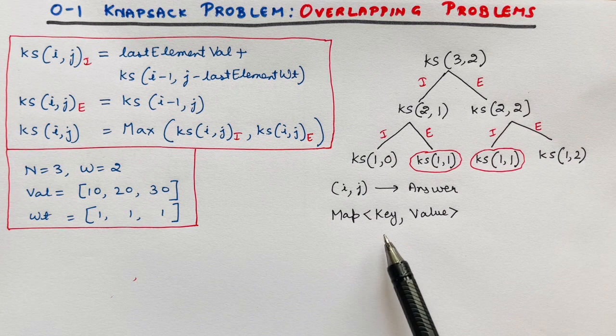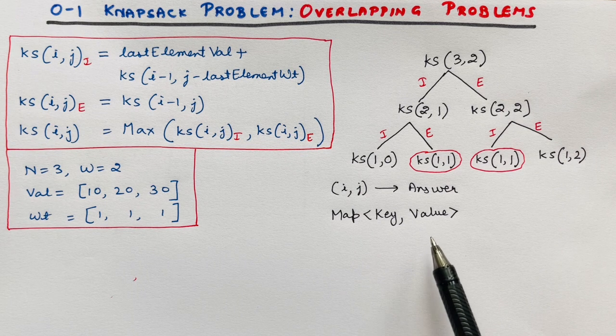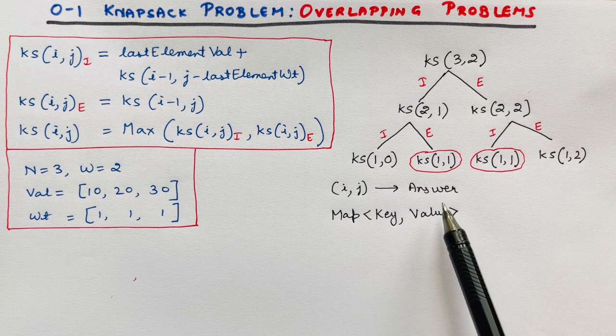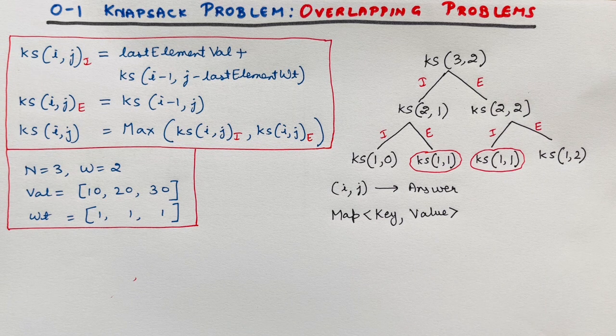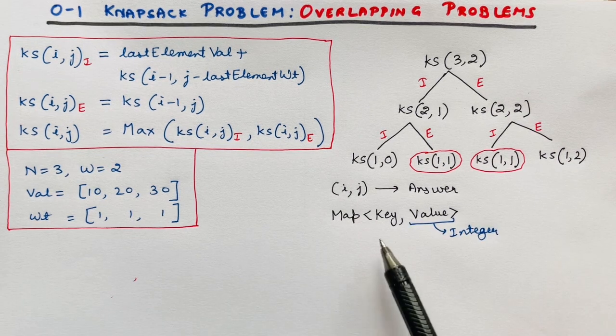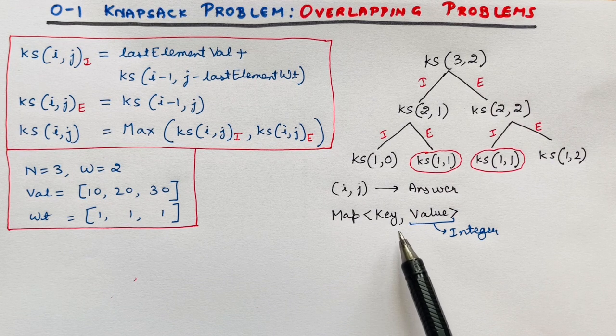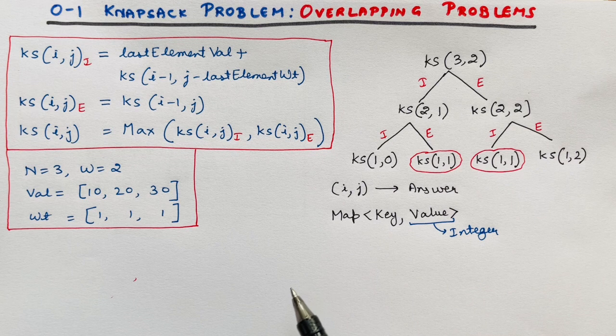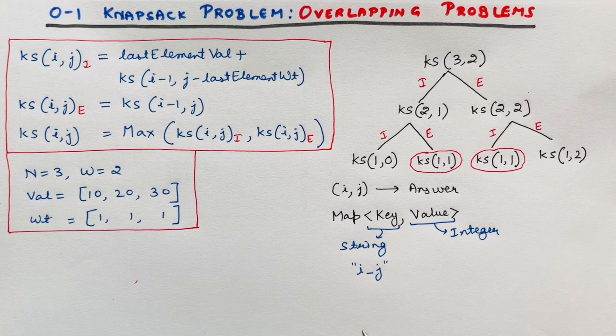But with map, we also need to define the data types of key and value. The value is easy because our answer is nothing but the maximum value that we can form, which is integer. So our value will be of integer type. What should be the data type of our key? Our key should be uniquely able to represent the combination of i and j. We can do that using string. We can simply add an underscore between i and j and form a string. This string will uniquely correspond to a combination of i and j. Therefore, our key can be of the data type string.